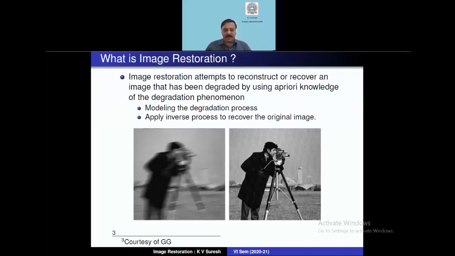Anybody? Quick answer I want. Impulse noise. I think Rakshita is typing impulse noise. Very good, Rakshita. So impulse noise, in fact, salt and pepper type of noise is an impulse noise.